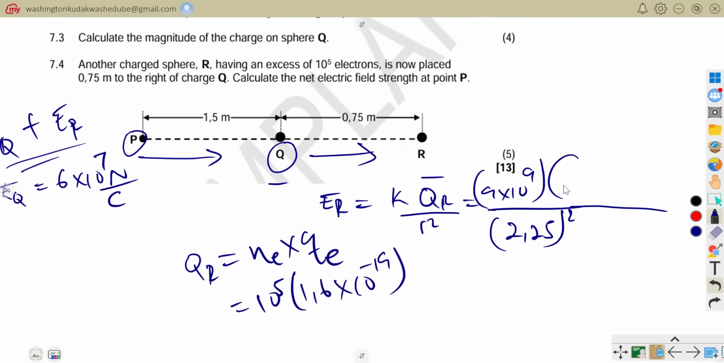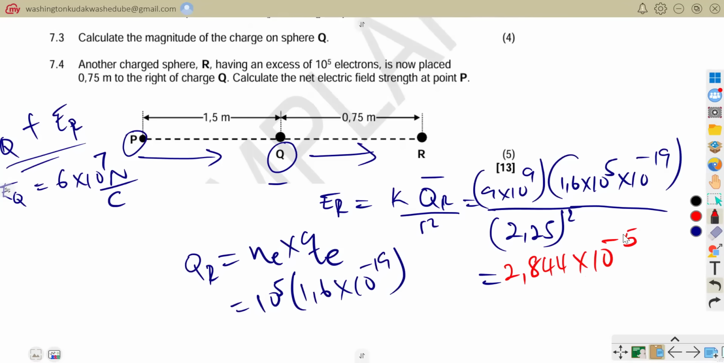That is going to be, and then if I divide by 2.25 squared, I would have my value being 2.844 times 10 to the power negative 5. So I have got 1, 2, 3, 4, 5 to the power negative 5. So that is the electric field due to what? To R.